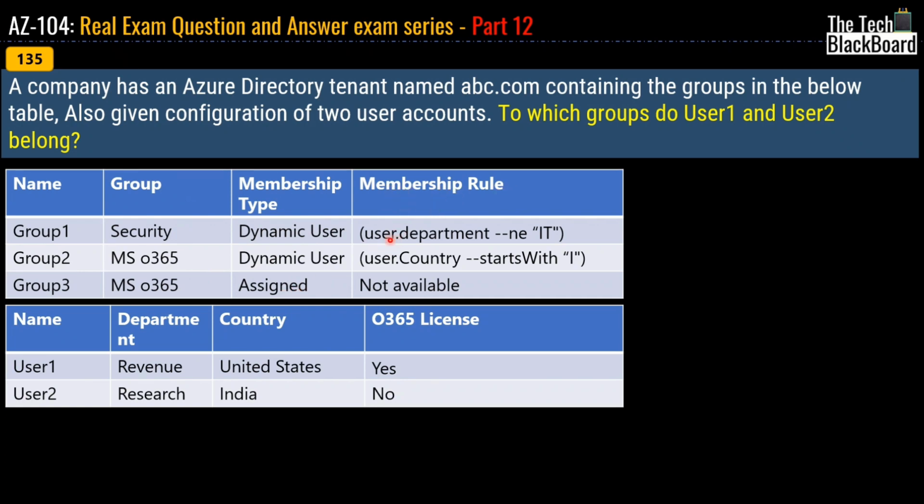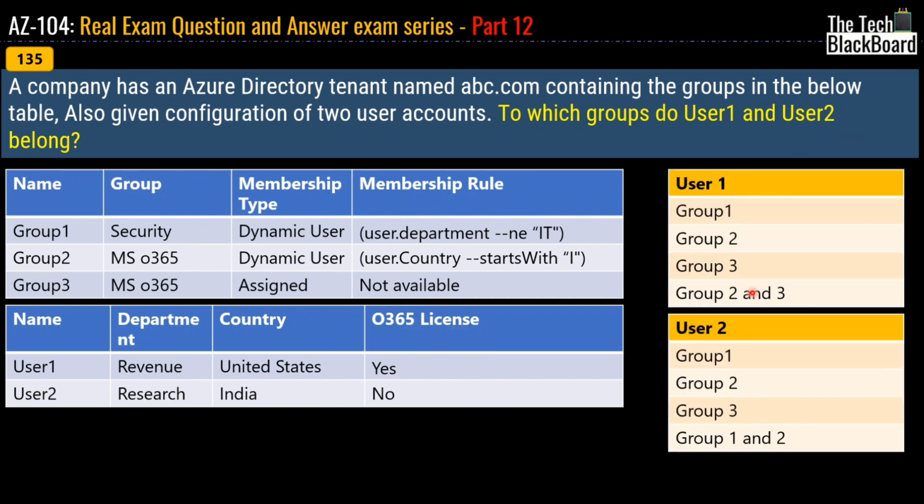And then we have this membership rule. Here you can see that we are given the rules, which say user.department, and this "any" means not equal to IT. Then the second rule is user.country starts with I. Now the third rule is not given. Let's see the other table, which is given with user 1, user 2, and then the department of the user, the country of the user, and also whether they have the O365 license or not.